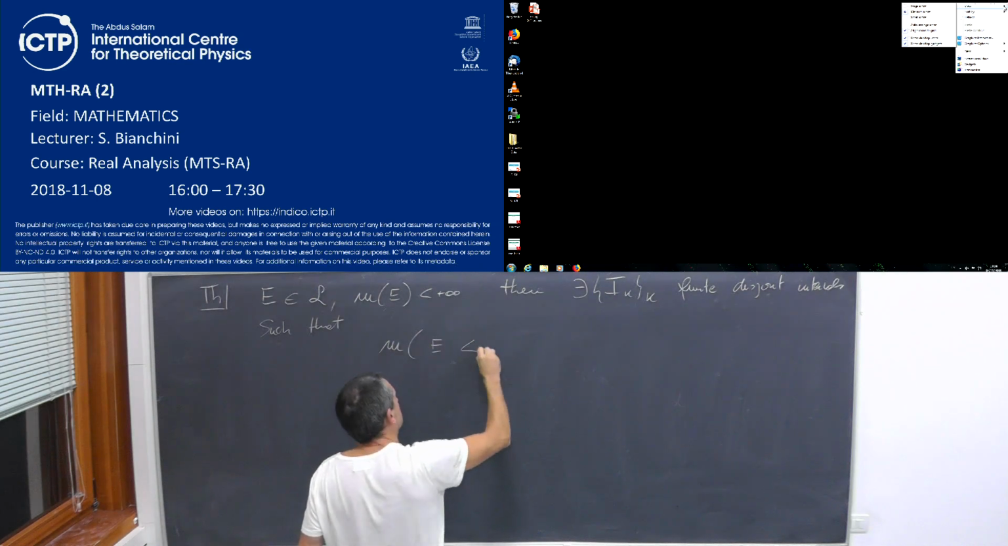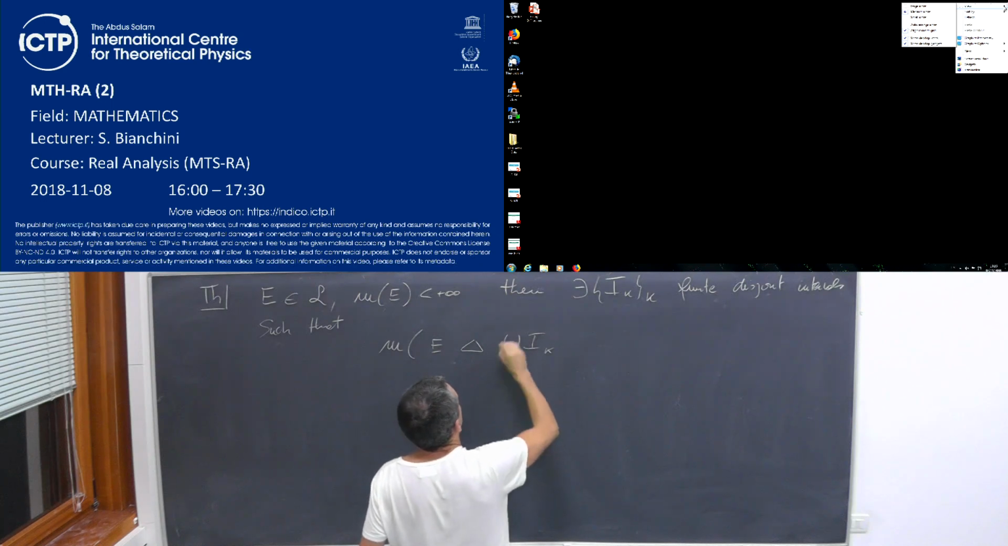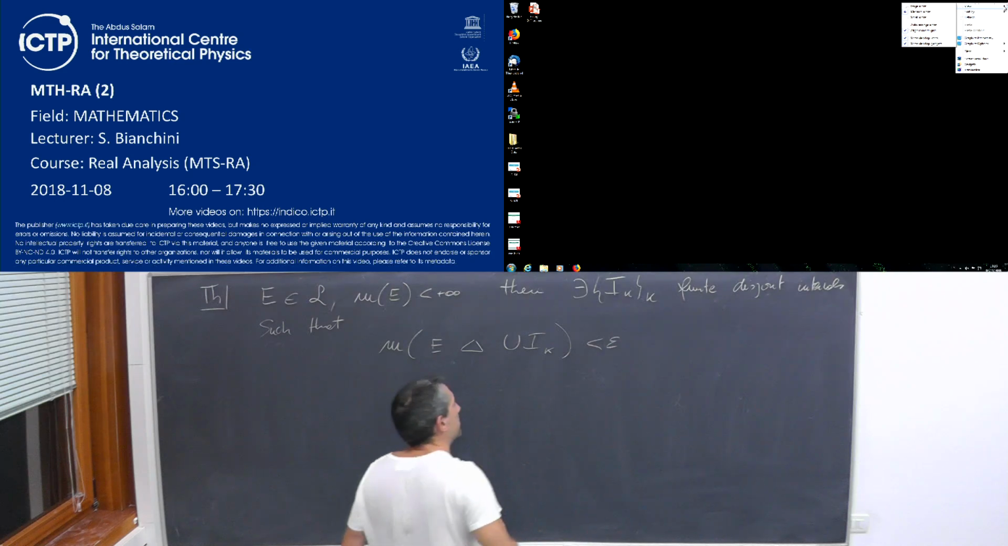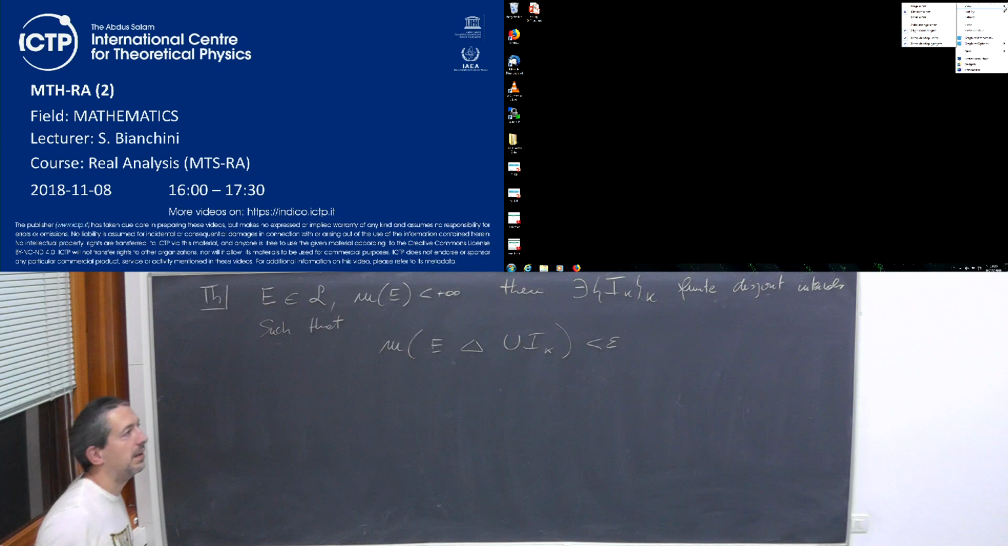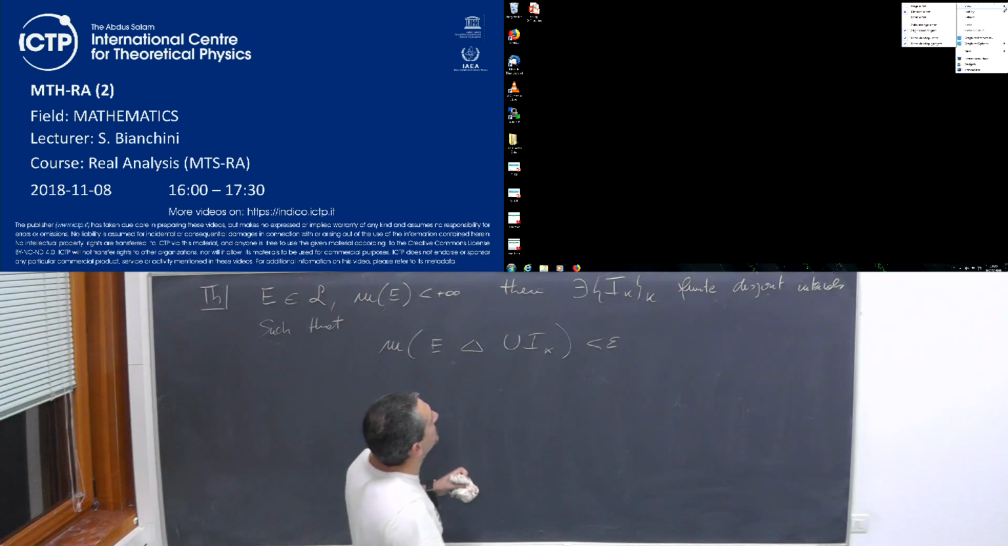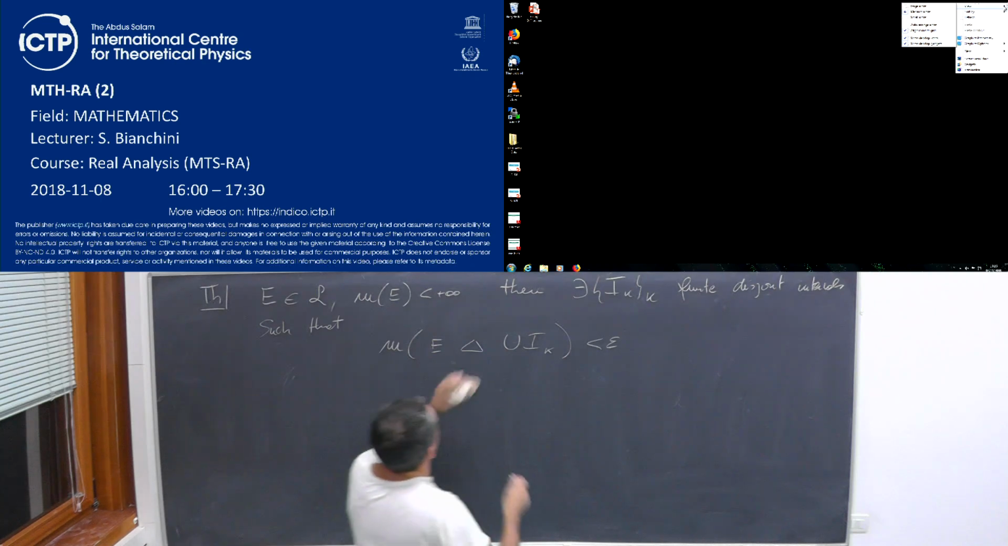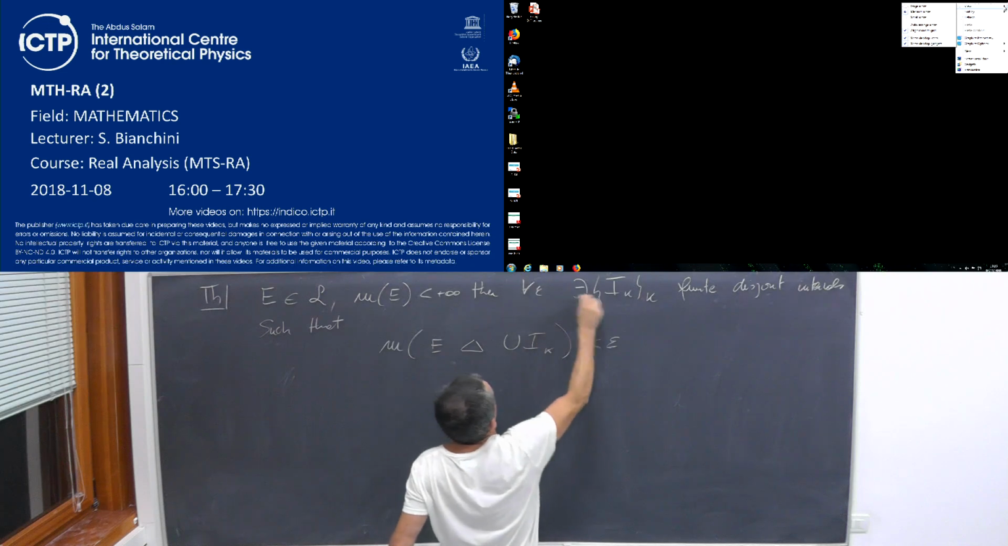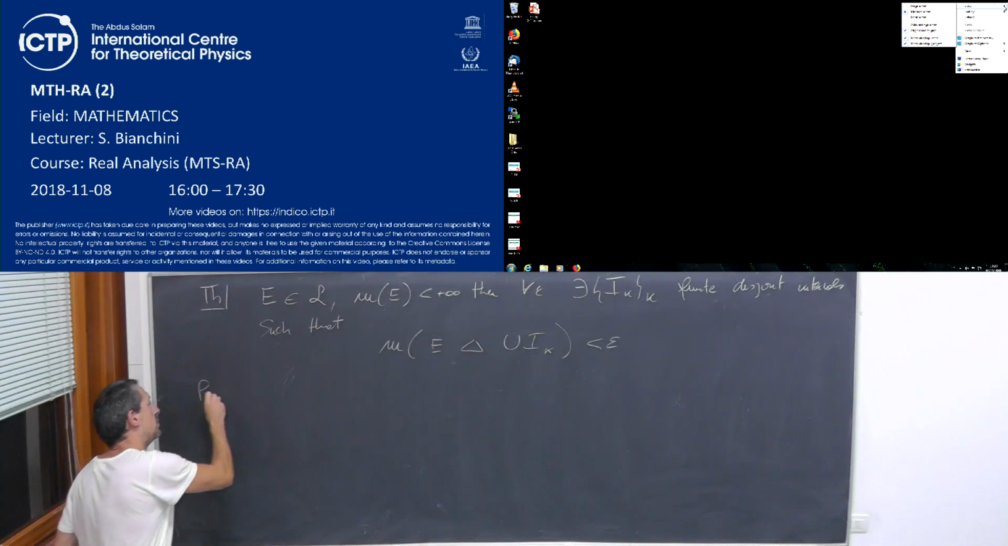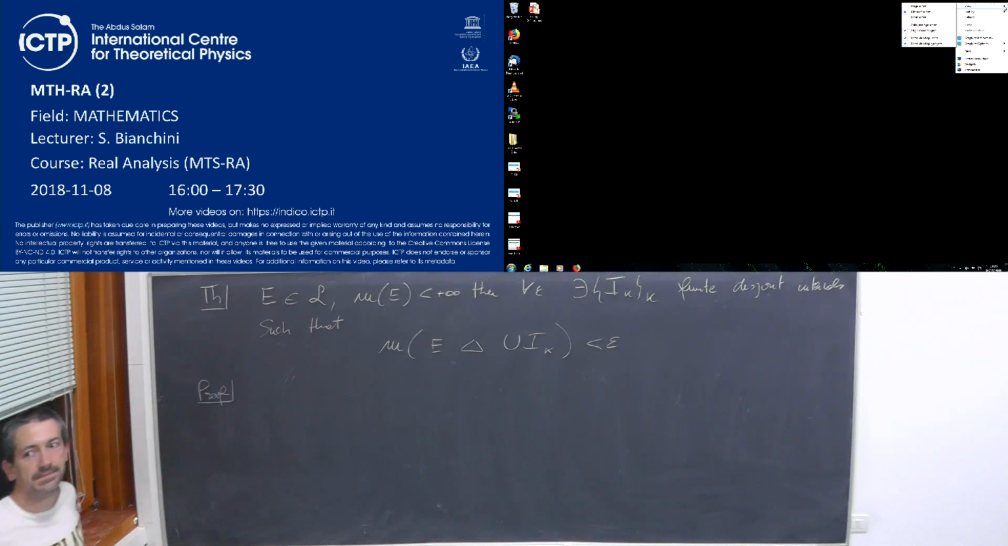the measure of the symmetric difference of E with respect to the union is less than epsilon. So for all epsilon there exists a family such that this holds. Okay, in my opinion, this is an exercise. It does not serve the proof, but indeed I want you to do that. We can do it like an exercise. No, yeah, but we can do it now, just for fun.